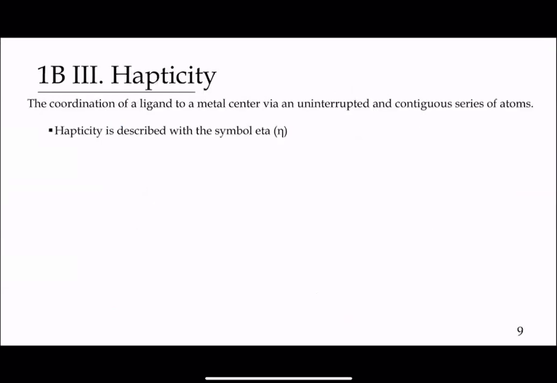All right, so this refers to another type of interaction between metals and ligands. So this is related to denticity, but it has this distinction. We'll clarify that. So when we're referring to hapticity, that is the coordination of a ligand to a metal center via an uninterrupted and contiguous series of atoms, right? So that's different from the denticity principle, where it can be coming from any part of the molecule. Here, it's going to be actually connected, right?